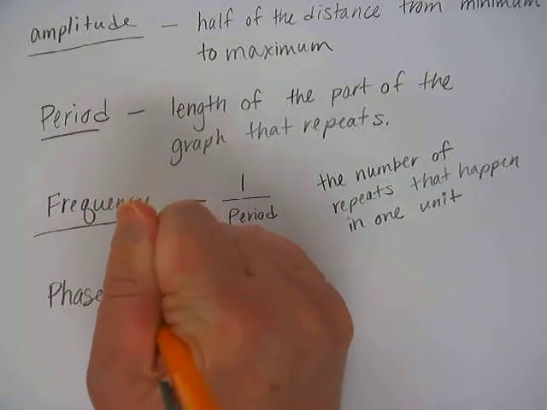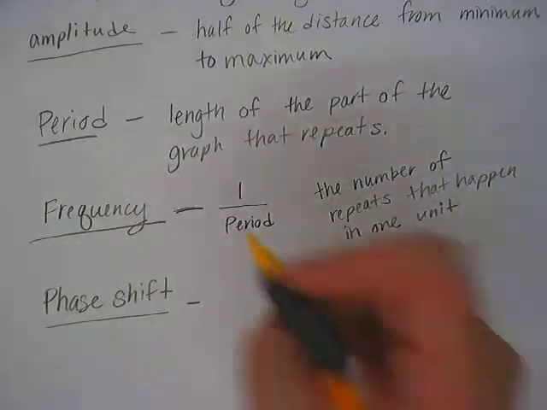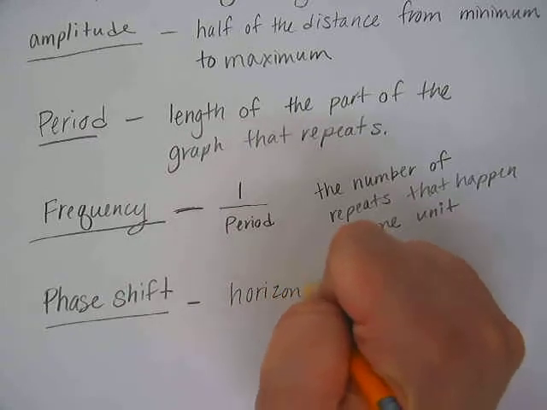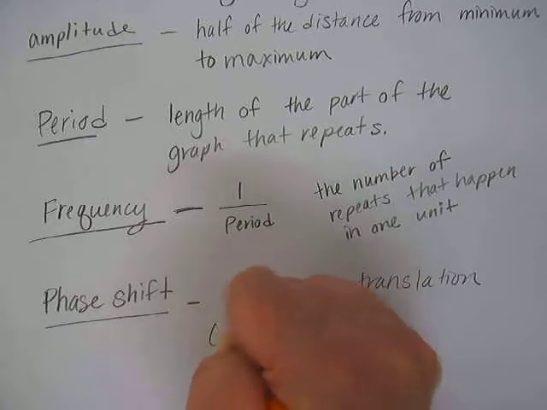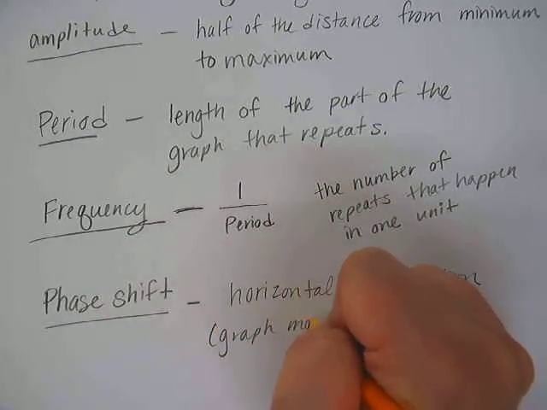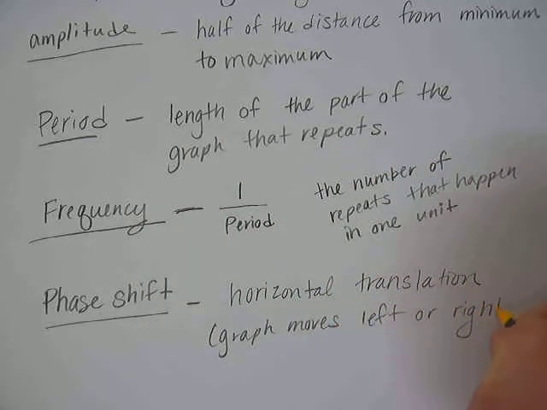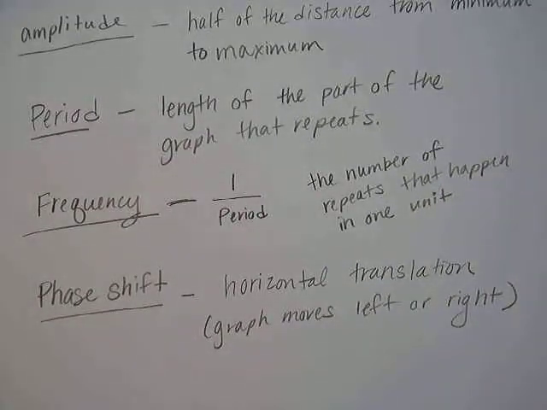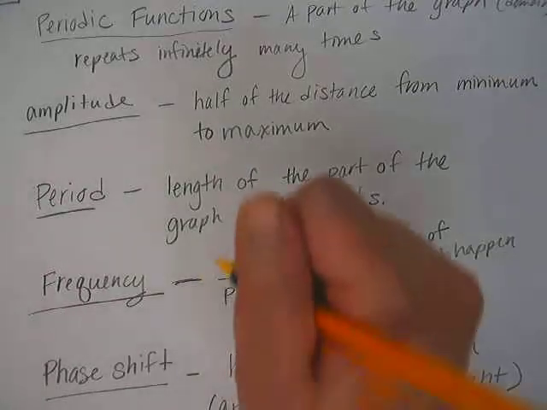All right, last thing I want to talk about really fast is called phase shift. Phase shift in periodic functions is basically just a horizontal translation. If you don't know what that means, it just means the graph moves. Horizontal translation is that the graph moves left or right. If it moves up or down, that's just a vertical shift, and that doesn't have a fancy name like phase shift.